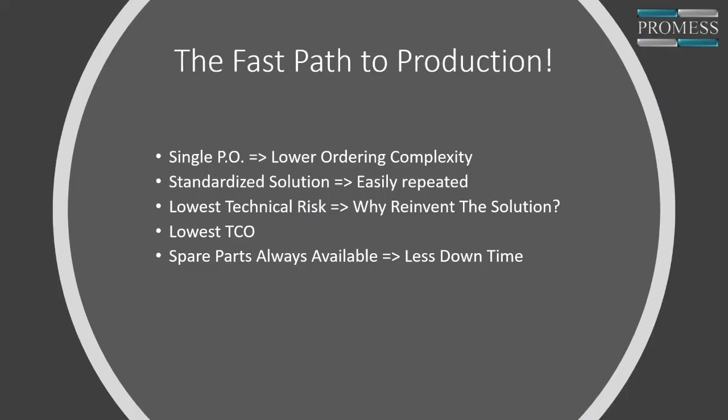So what does it mean to be the fast path to production? Well, by having a single purchase order, you're going to lower your ordering complexity drastically. And having a standardized solution, we always talk about in manufacturing that everything's about repeatability. Well, why not extend this idea to improving or expanding your own assembly processes? And having lower technical risk means why reinvent the solution every time? And having spare parts available will definitely mean you'll have less downtime.